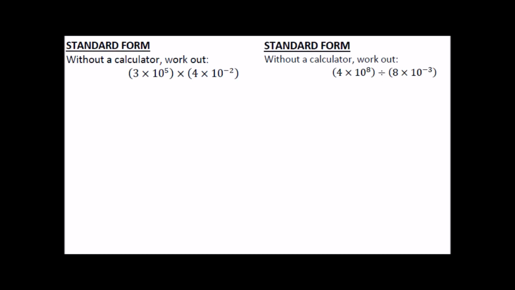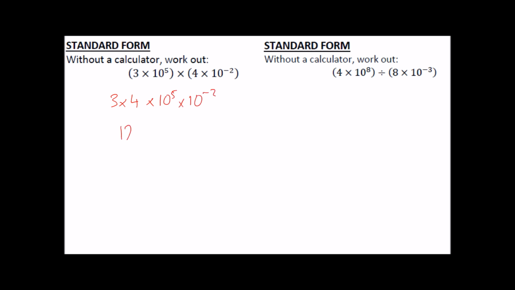Standard form. Really important you can do this without a calculator. So if you put it into a calculator, just type it in exactly as it is on a calculator paper, but on a non-calculator paper, we need to use a bit different method. So the way we do it is we group the 3 and the 4 together. So we're going to do 3 times 4, and we group the powers of 10 together. So 10 to the power of 5 times 10 to the minus 2.